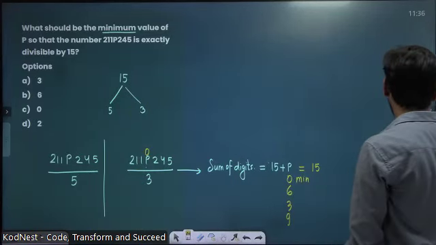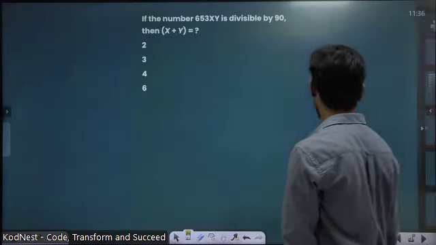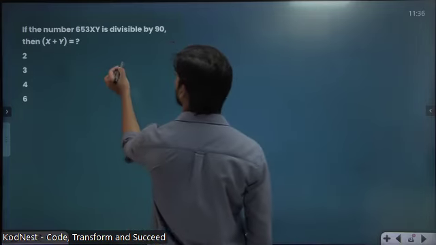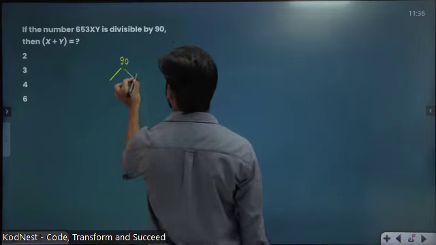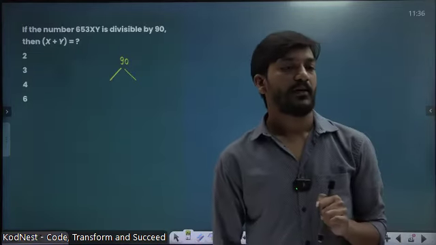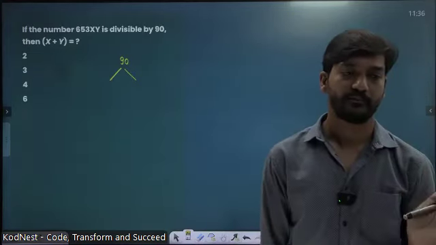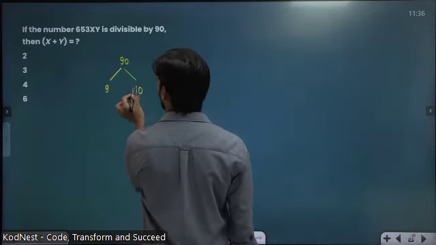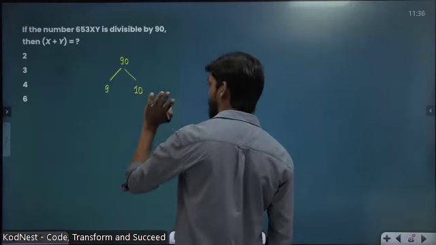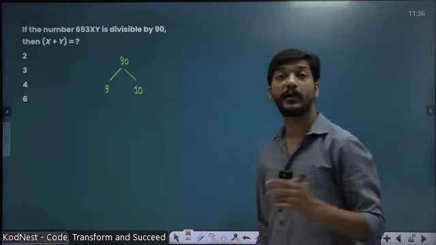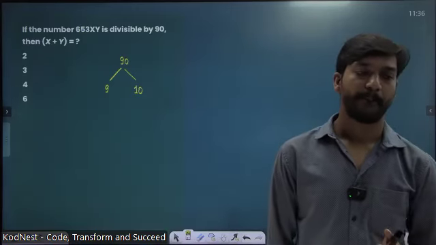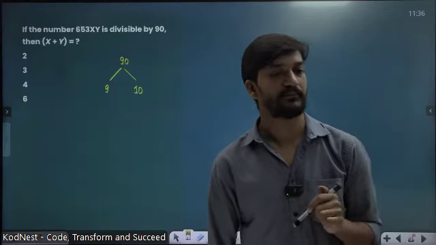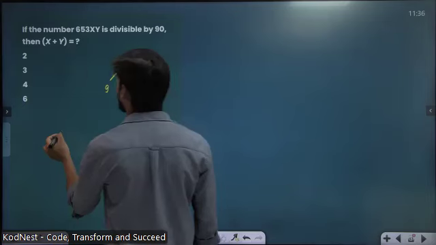Okay. Let's take one more question. Okay, 90. What two numbers will you take for 90? Please answer first. What two numbers will you take? 9 and 10. Okay, 9 and 10. What would you like to check first or start first? 10 or 9? What is better? What is easy? Will you say 9 is easy as compared to 10? Obviously, 10 is easy. Last place should be 0.